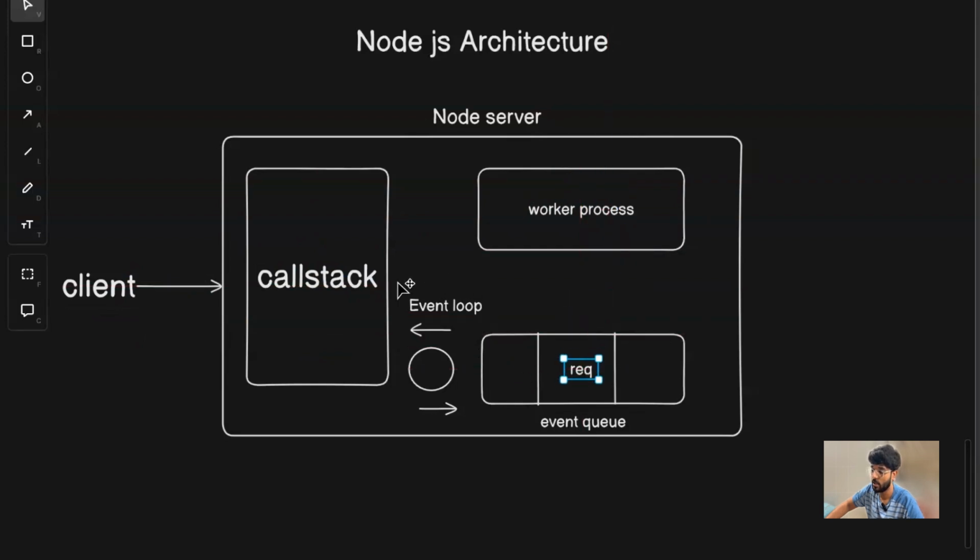And here our event loop comes into the picture, which continuously checks if the call stack is empty or not. And as soon as the call stack is empty, our request from the event queue is added to our call stack, and then it is served to the client. And this is how our non-blocking architecture works.